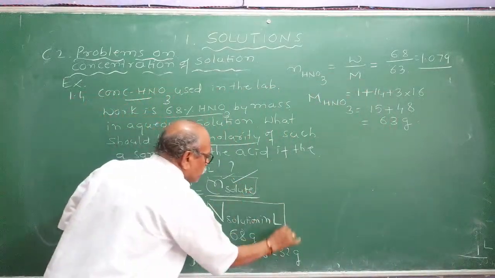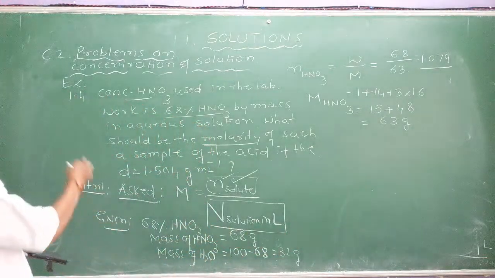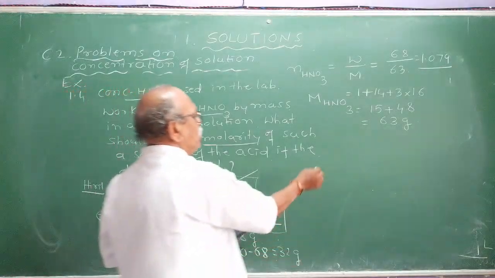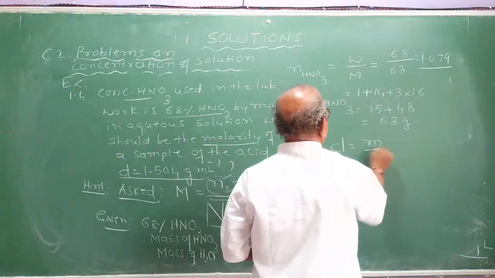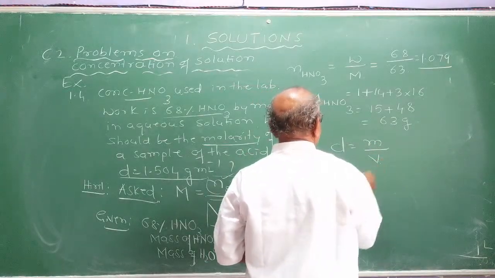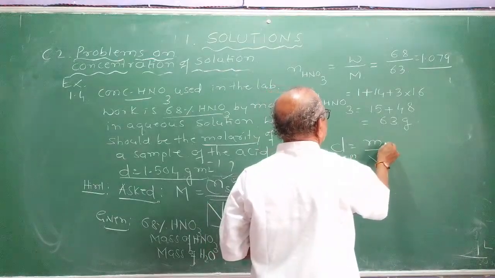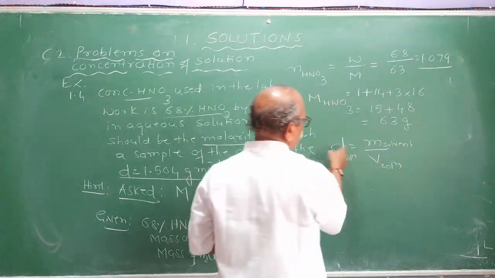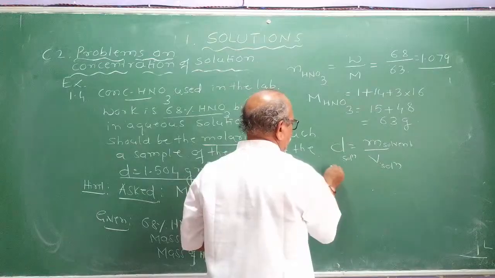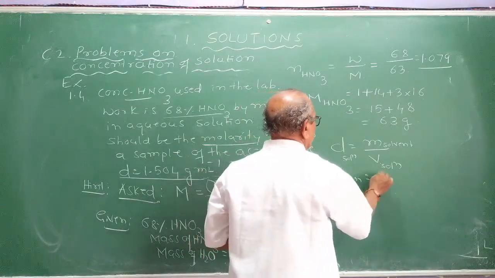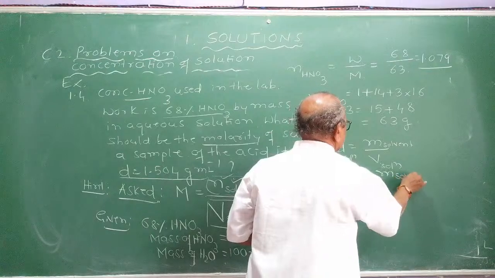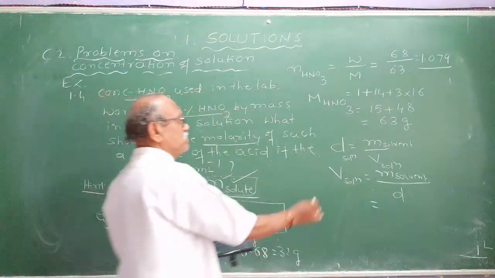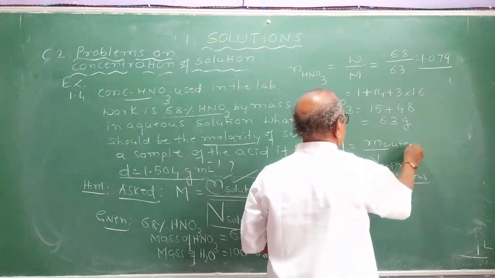Then what is your aim now? You have to get the volume of the solution in liters. No volume information is given except density, and this is going to help you. Density is given by mass divided by volume. You cross multiply it: take the volume of the solution, because we are interested in it, equal to mass divided by density. What is the mass? Sorry, mass of the solute.